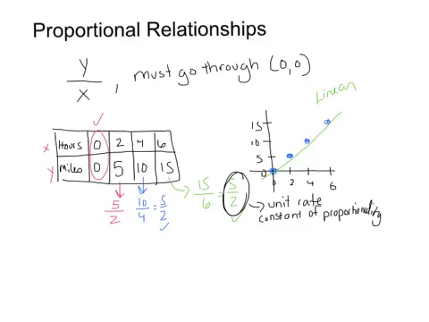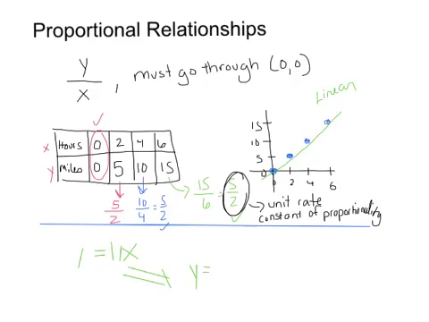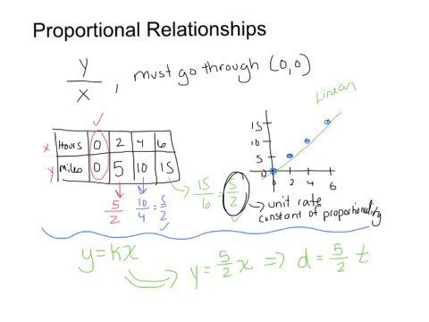I can also use this constant of proportionality to write an equation. If there is a proportional relationship, it is generally given by y equals k times x. So in other words, I could say my equation would be y is equal to 5 halves times x. Or in terms of hours and miles, my distance, my y value in miles, is equal to 5 halves the amount of time, the amount of hours. And that's pretty much proportional relationships.